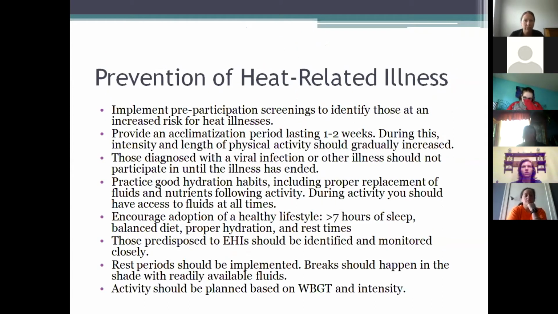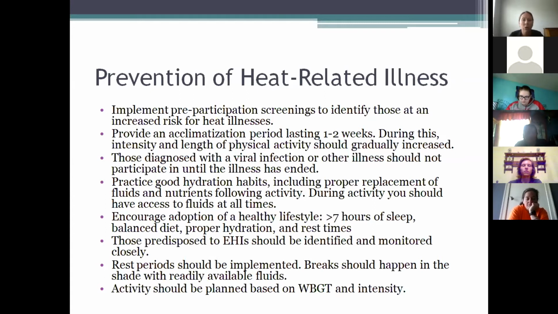So, prevention of heat-related illness. How do we prevent it? First, as always, we want to implement pre-participation screenings and physicals prior to activity in order to identify those that are at an increased risk for heat illness, okay? We also need to provide an acclimatization period for these individuals for practicing. That could last 1 to 2 weeks. During this, the intensity and the length of your practice session should be gradually increased.